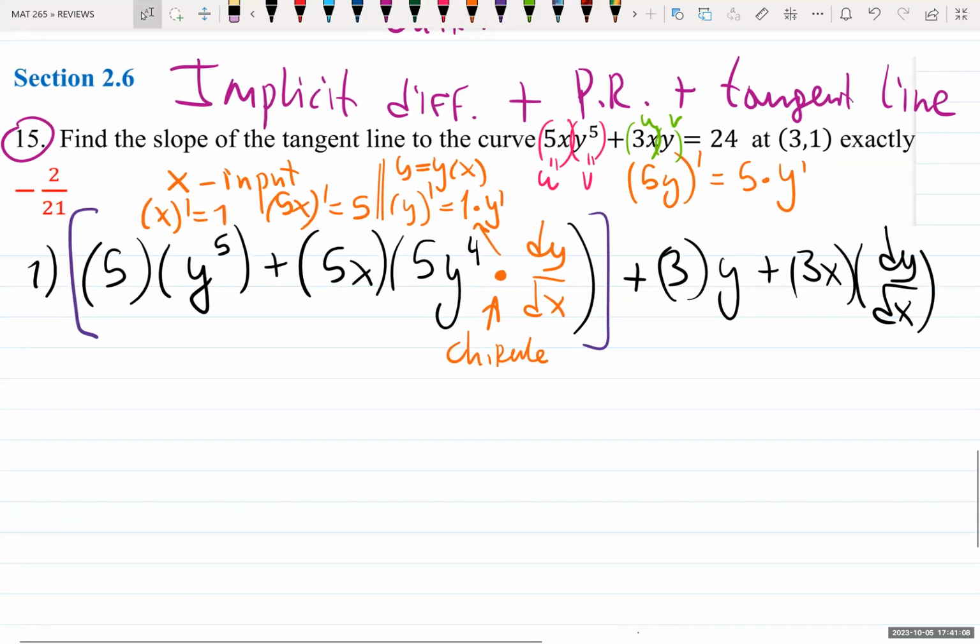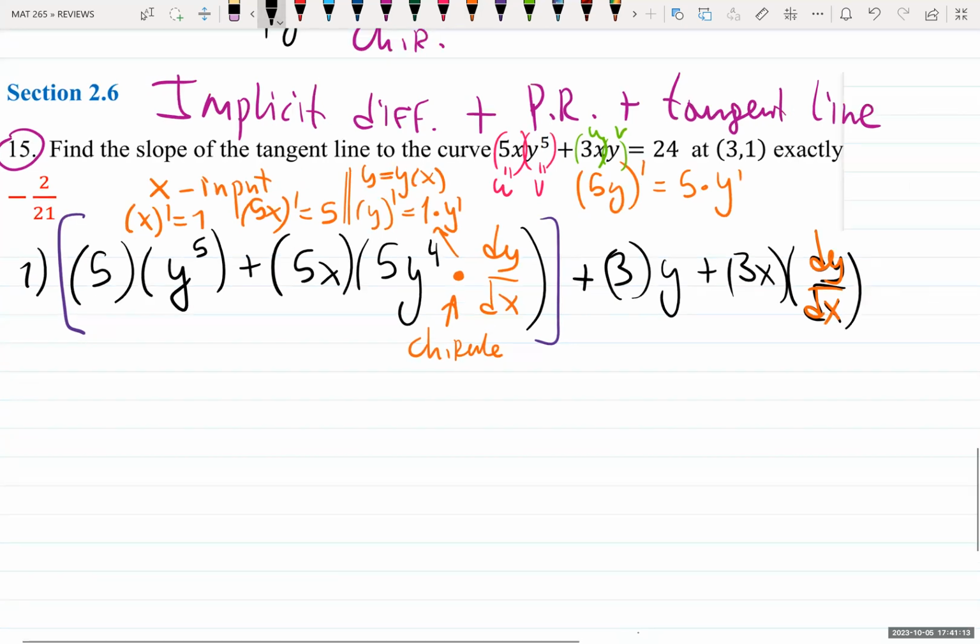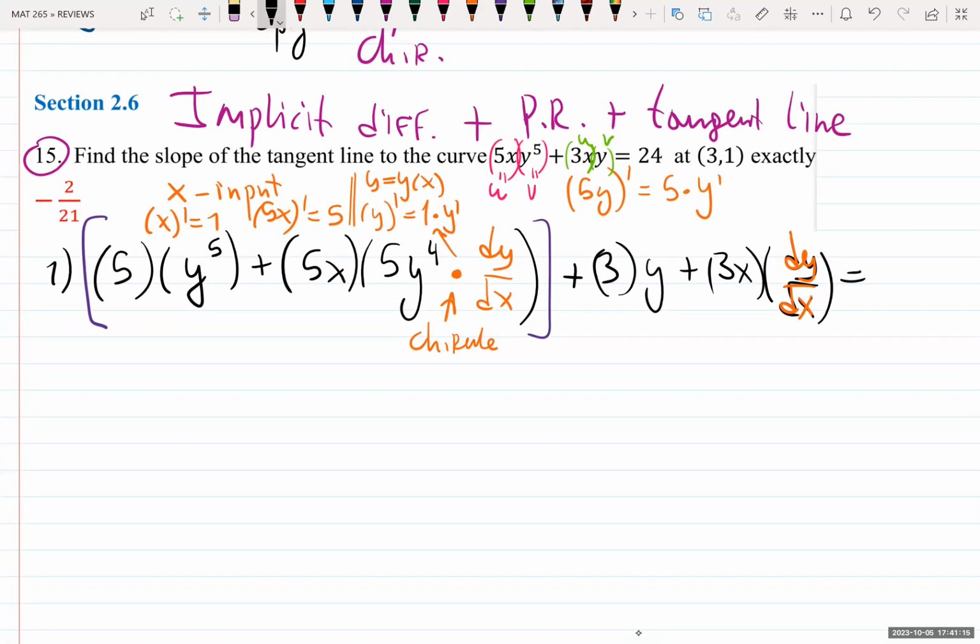Let me put it in this color. And now I like to make a mistake on purpose. The answer is 24, but remember the derivative of 24 is 0. So people get happy that they're done, and they forget to differentiate the right-hand side. Now, your goal, step 2.